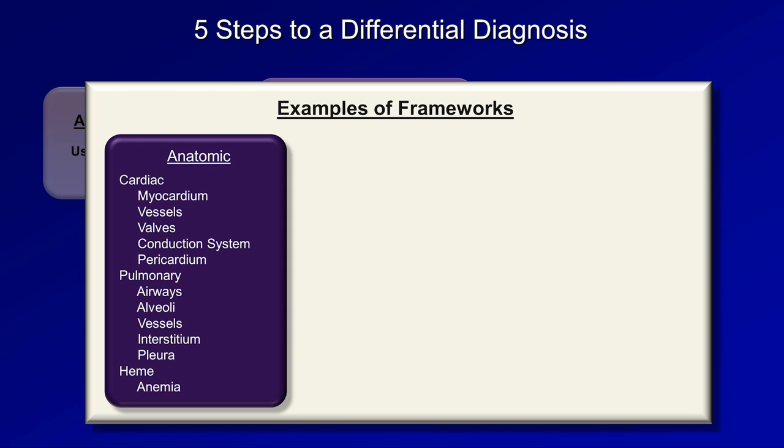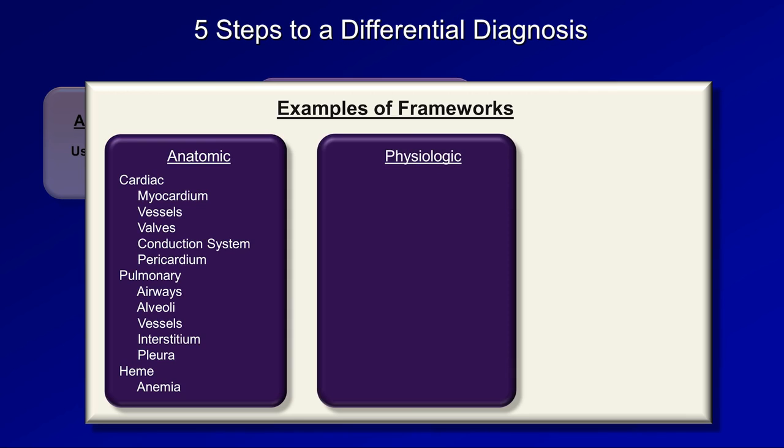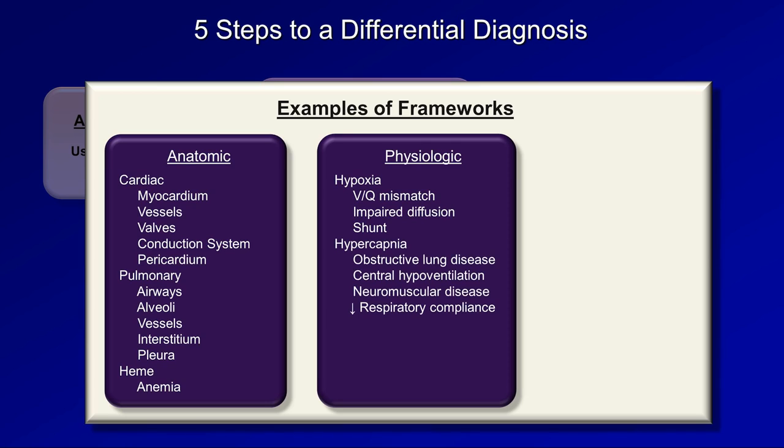Another completely acceptable framework that's based more on physiology might ask, what are the pathophysiologic mechanisms that can trigger dyspnea? There is hypoxia, which can be from VQ mismatch, impaired diffusion, or shunt. There is hypercapnia, which can be from obstructive lung disease, central hypoventilation, neuromuscular disease, or decreased respiratory compliance. Less commonly is dyspnea from acidemia, either from pathologic acid production or from poor acid elimination. Finally, input from the cerebral cortex from anxiety and pain can also lead to the subjective sensation of dyspnea.